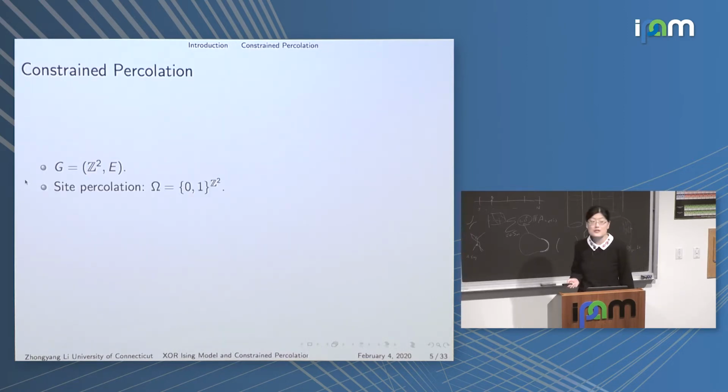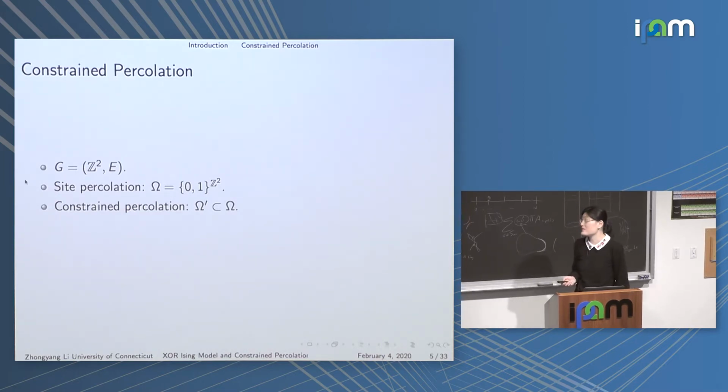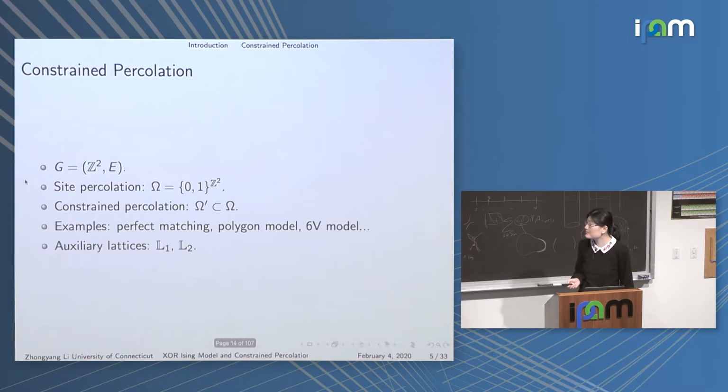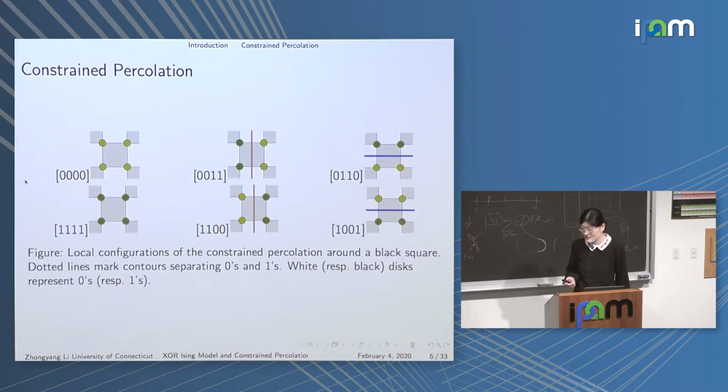Then the site percolation configuration space is just that each vertex can freely take the value 0 or 1, and then we are going to impose some constraint on the site percolation configuration space. The constraint is around each black face, where there are 4 vertices. If we just consider those 4 vertices freely taking the value 0 or 1, there are 16 possible configurations, but the constraint is that around each black face, either all the 4 vertices have the same configuration, all of them in state 0 or all of them in state 1.